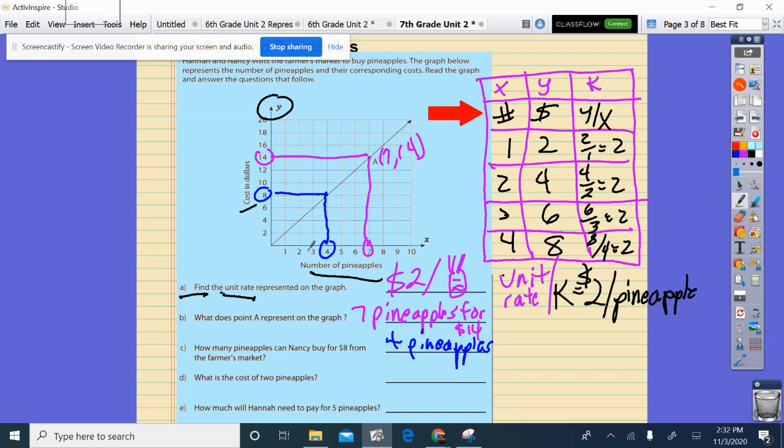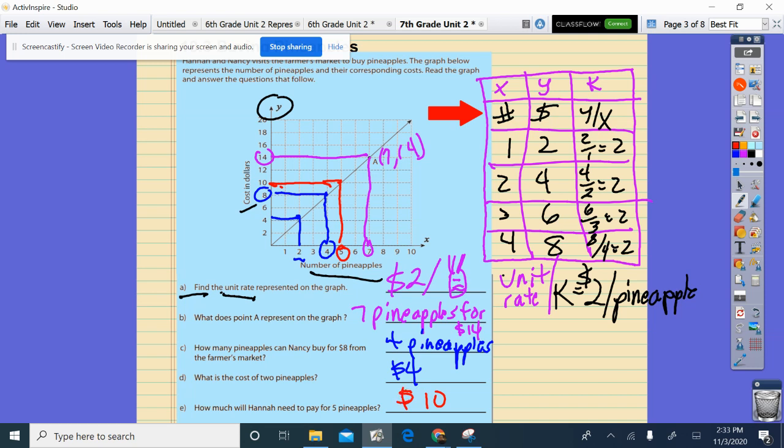D, what is the cost of 2 pineapples? Well, here we go down to 2 pineapples. I go up to my line where it intersects, I go over, and that's $4. And then lastly, how much will Hannah need to pay for 5 pineapples? I find 5 and go up to where it intersects the line. I also know that if they're $2 apiece, I could just do the multiplication, 5 times 2. So she's going to need $10.